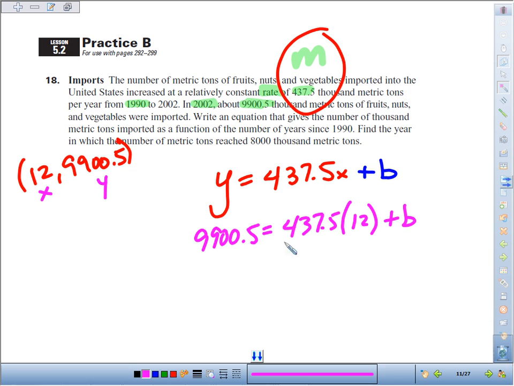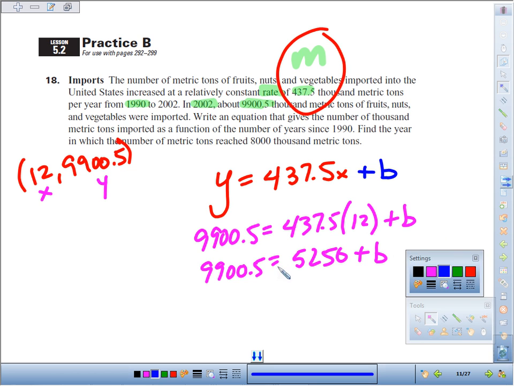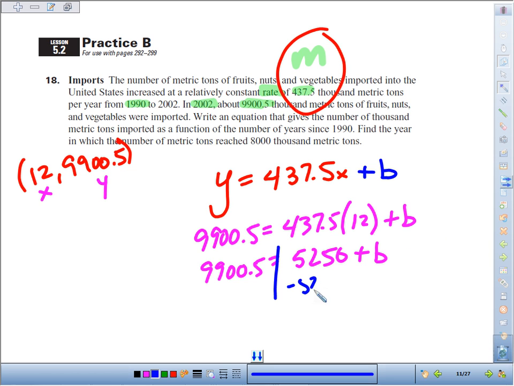And we're going to figure out how we have to adjust it with the y-intercept. We get 9,900.5 equals, if you take 437.5 and multiply it by 12, you get 5250 right on the nose. See, those two things aren't equal. You have to figure out, what do I add to make them equal? So it's a one-step equation. We'll subtract 5250 from both sides, and we get our y-intercept is 4,650.5.